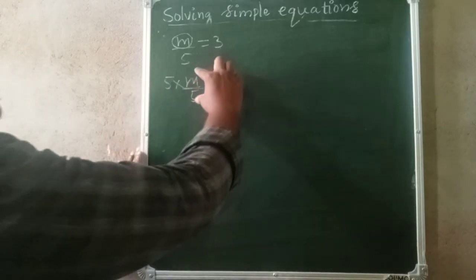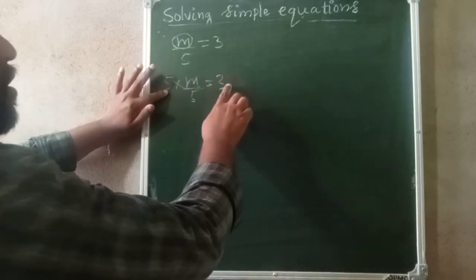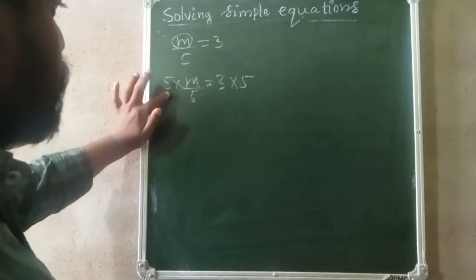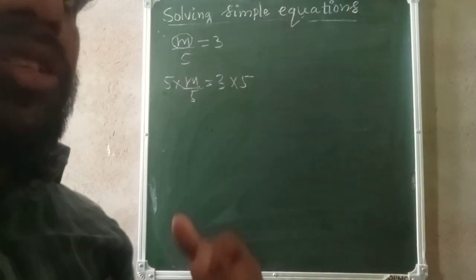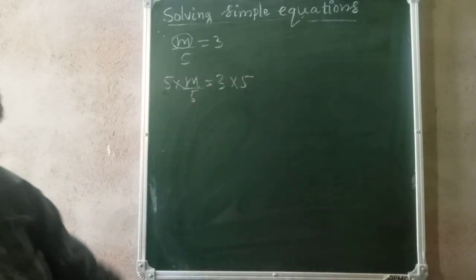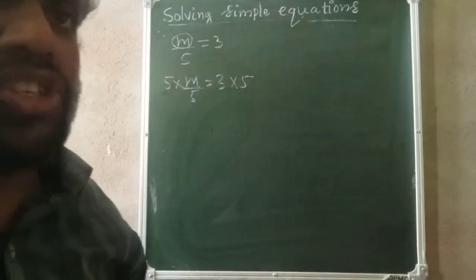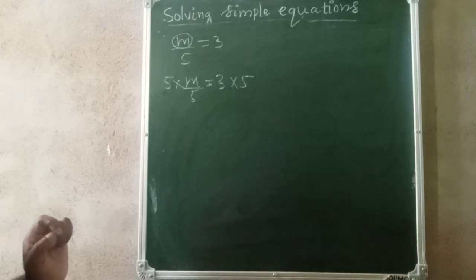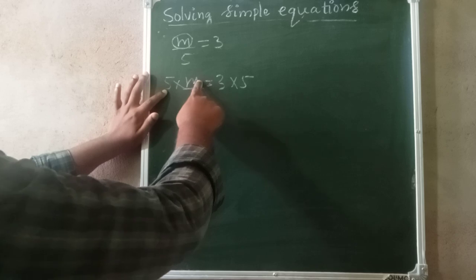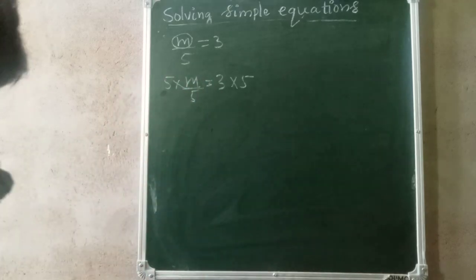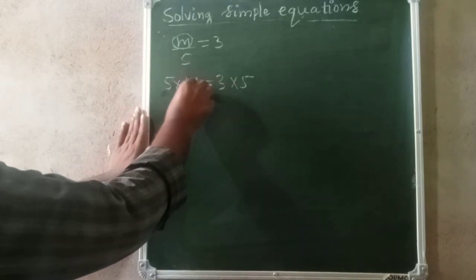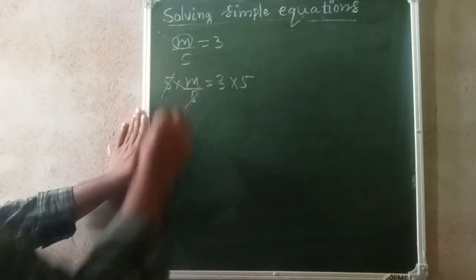When you multiply this by 5, you have to multiply this side 3 by 5 also. If you multiply only this side by 5, then that will be wrong. The equation will get imbalanced. So you have to multiply both sides by 5. Then the equation won't change. It will be correct. Why am I multiplying by 5 only? Because we don't want 5, we want only m. That's why I am doing this. Now see, because of this multiplication and this division, this 5 can be cancelled.